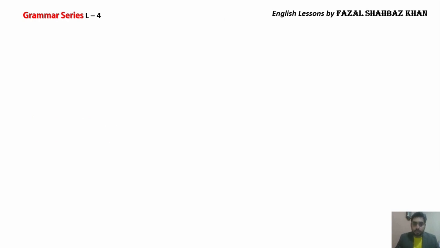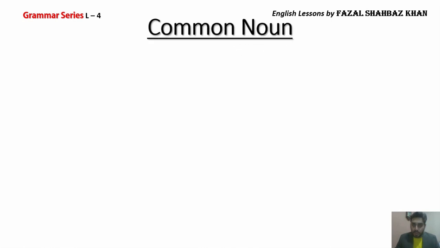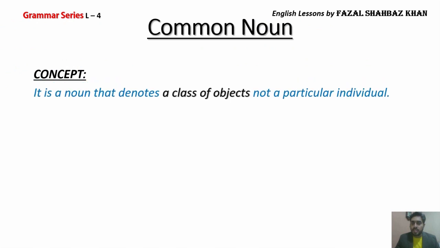Number 1, the first of which is common noun. In other words, it can also be called a generic noun. We'll see that later. But what is common noun? The concept says it is a noun that denotes a class of objects, but not a particular individual. What do I mean by this? You may have different objects, or you may have a class of them on a simple individual basis. Let's take an example.